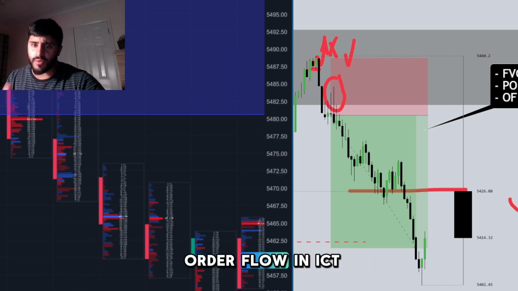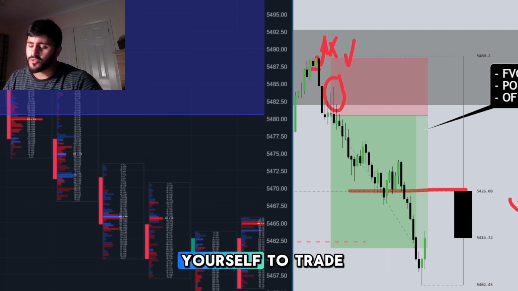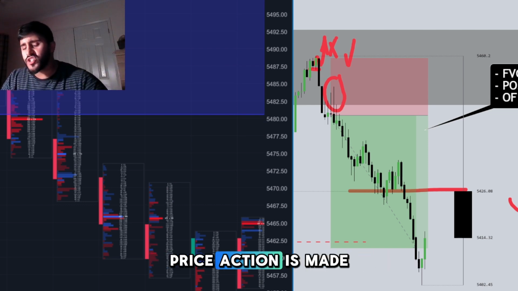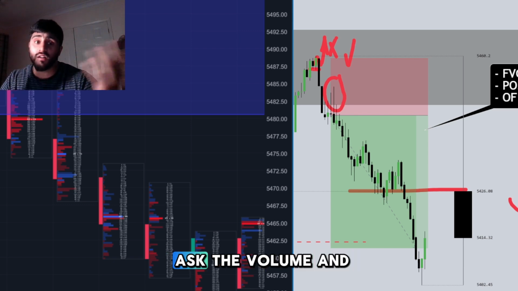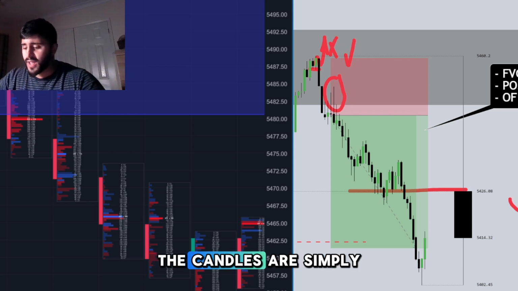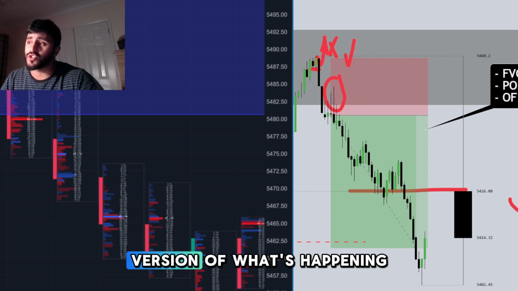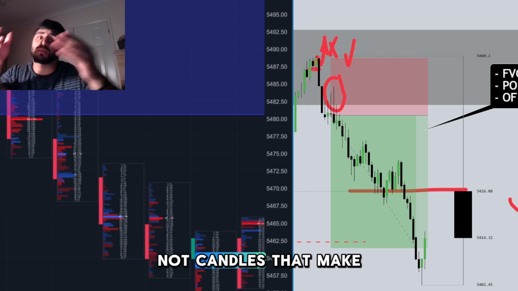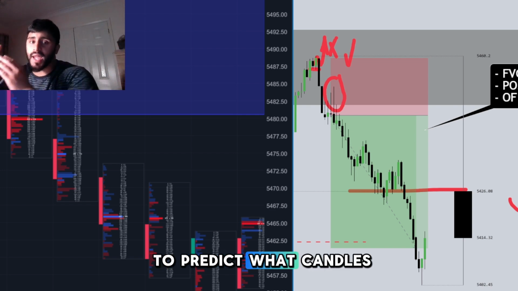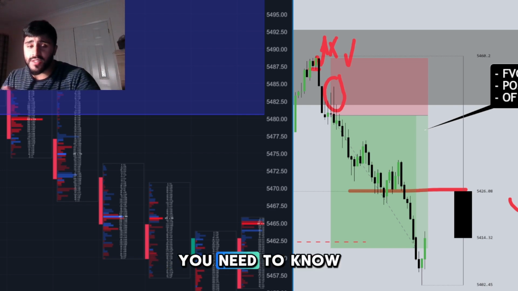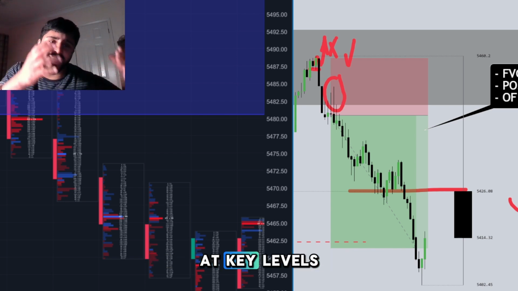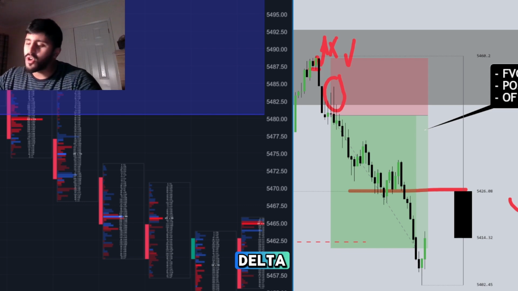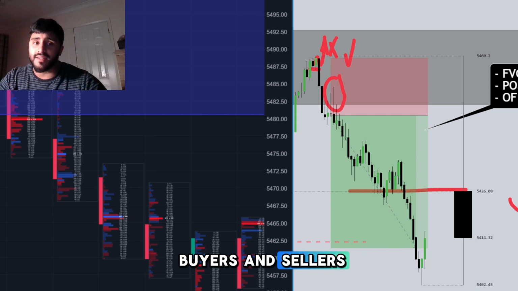So when you're trading order flow in ICT, you always want to position yourself to trade the candlesticks with the actual price action. Price action is made of buyers and sellers, the bid and the ask, the volume and the delta. The candles are simply a picturesque version of what's happening. So remember, it's order flow that makes candles, not candles that make order flow. So if you want to predict what candles are going to do, i.e. move up or down, you need to know what's happening inside of the candles at key levels. And you're basically reading the interaction and the shifts of delta, the shifts between aggressive buyers and sellers, to be profitable.